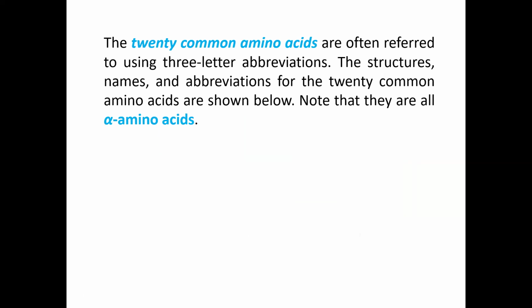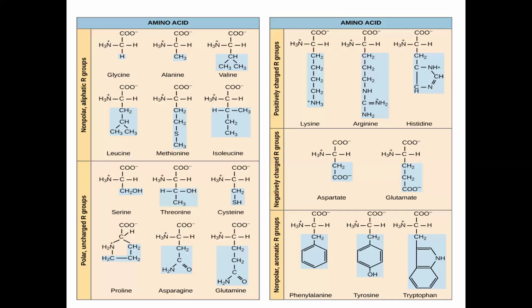So the 20 common amino acids are often referred to using 3-letter abbreviations, and the structures, names, and abbreviations for the 20 common amino acids are shown below. You should note that they are all alpha amino acids. For the non-polar aliphatic R group, we have glycine, alanine, valine, leucine, methionine, isoleucine. For the polar uncharged R group, we have proline, serine, threonine, asparagine, glutamine, and cysteine.